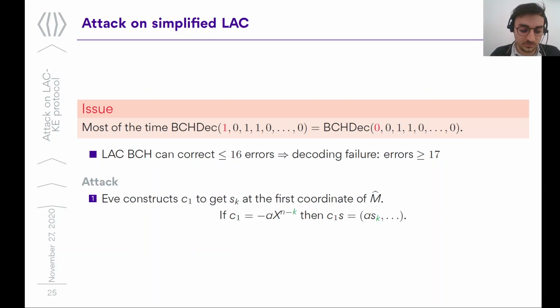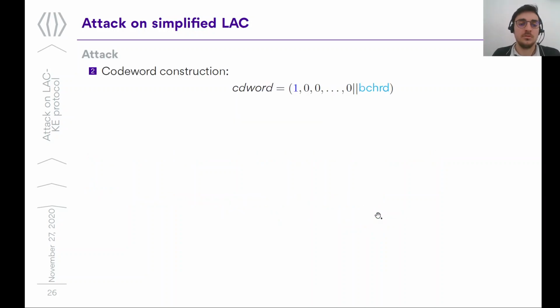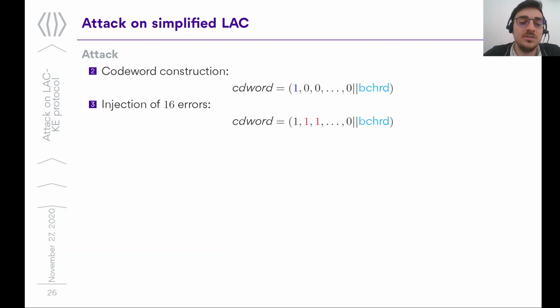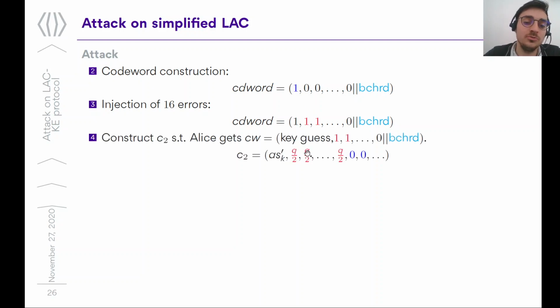So how can we use that to learn information about the secret key? First we forge c1 as previously, so minus a times a monomial, that ensures during the computation of c1s that the coefficient k is at the first coordinate. Then we construct a code word with a 1 at the first coordinate. It's easy to do because the encoding algorithm is the message m padded with some redundancy, so we only need to put a message m with a 1 at the first coordinate. Then we inject 16 errors to the code word except at the first coordinate. Then we construct c2 such that Alice, after comparison, obtains this code word with 16 errors, except for the first coefficient. It will be our key guess.